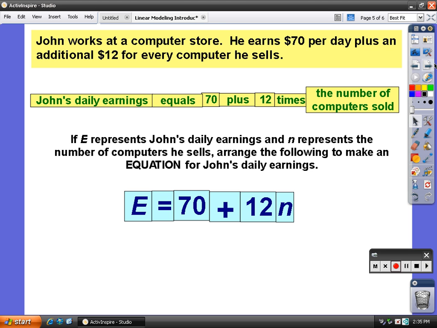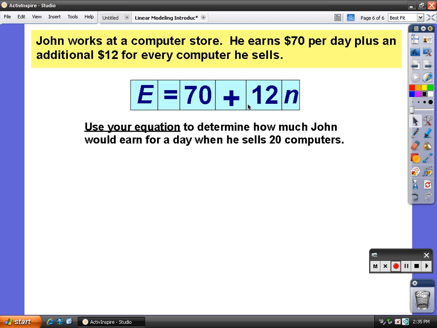There is one more page in the flip chart, which just asks the students to use their equation to find out John's earnings for selling 20 computers. And at this point, I would just switch over to the pen tool and actually complete the example with the pen. There it is.